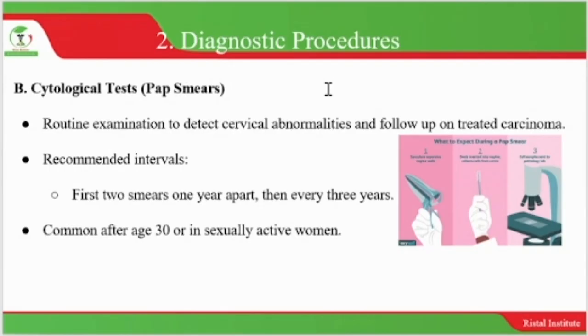So when the person goes for the first pap smear, which in most cases is intended as a follow-up examination on treatment of carcinoma, also cancer of the cervix, the next should be done after 1 year. Then after that, it can be done every 3 years if nothing is detected. This is common after the age of 30 or in sexually active women. It's very important that the woman does such investigations, even if she is not undergoing any carcinoma treatment, as a preventive measure.